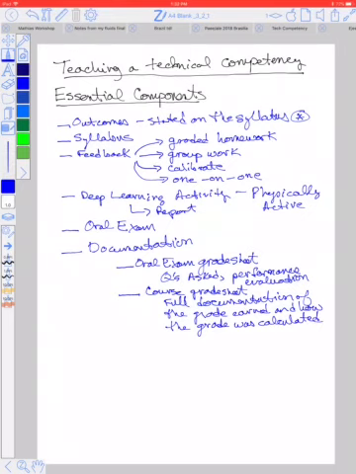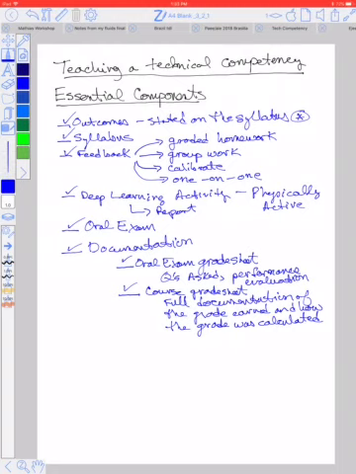All right, so those are the essential components of teaching a technical competency: stated outcomes, a syllabus, continual feedback, a deep learning activity, oral exam, and documentation of the oral exam and the course grade sheet. And both of these documents are given to the student.